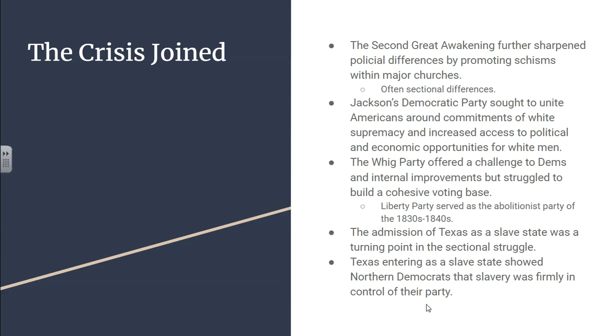The problem with the Whig political party is that it really wasn't a unified political party. Depending on where you lived, your belief system was very different if you were a Whig. And so they're never able to really build a strong national following.